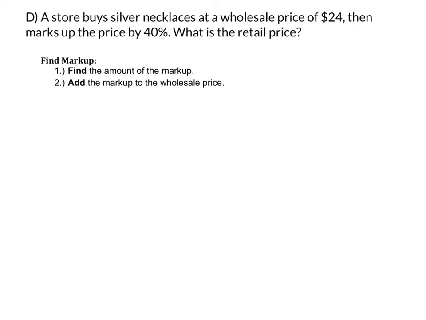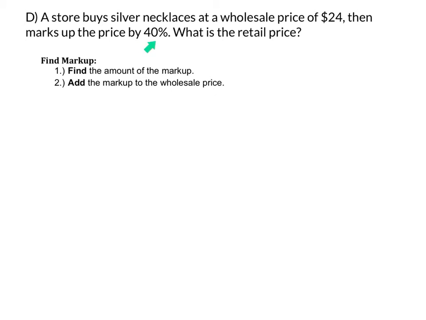In example D, we have a little bit of a different situation. A store buys silver necklaces at a wholesale price of $24, then marks up the price by 40%. What is the retail price? So what's happening here is the store buys the things that they sell from somebody else, and they buy it from them at the wholesale price. So the store actually has to pay $24 for each necklace that they buy.